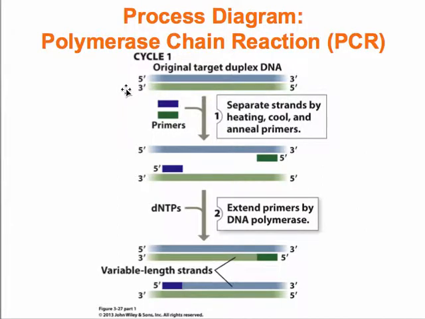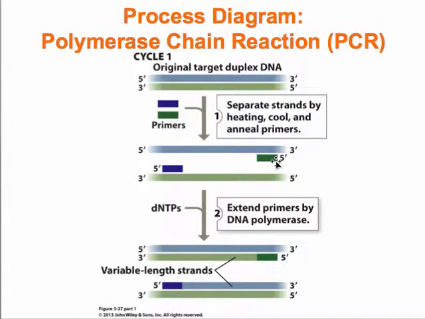PCR is a cycle, so it's going to occur multiple times, and it will include increasing and decreasing our temperature. Here you can see our original piece of DNA. This DNA is going to be heated, and as it's heated, that is going to break the bonds between our two original strands, and we will then cool the reaction. So we drop the temperature quickly. As we do that, that will allow these primers to anneal. You can see the primers are annealing in the right orientations.